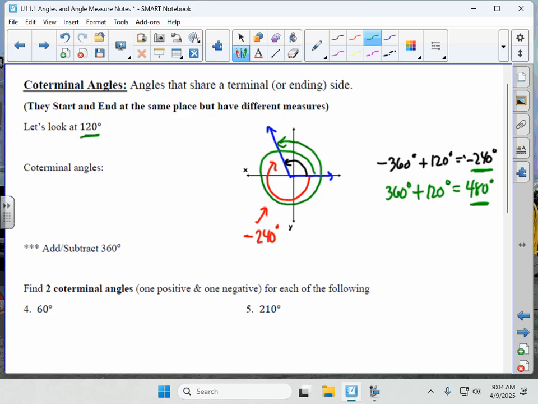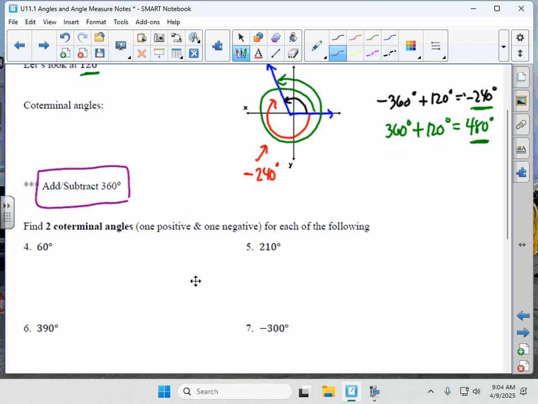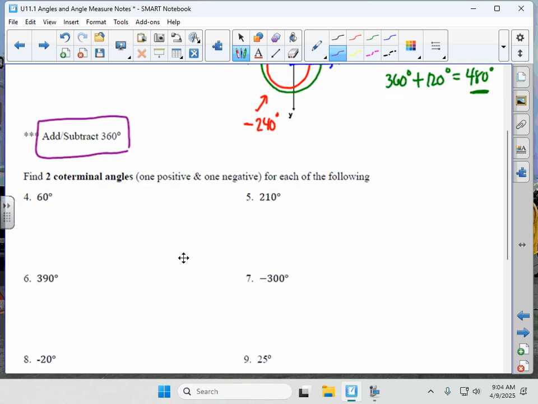So if we want to find a coterminal angle to another angle, all we're going to do is add or subtract 360 degrees. And you could do this as many times as you want. You could add 360, add 360, add 360, or subtract 360 multiple times, and you'll continue to get coterminal angles. So let's say we want to find two coterminal angles, one positive and one negative, for each of the following angles. Given 60 degrees, what we're going to do is add and subtract 360. We take 60 degrees and add 360, and we take 60 degrees and subtract 360.